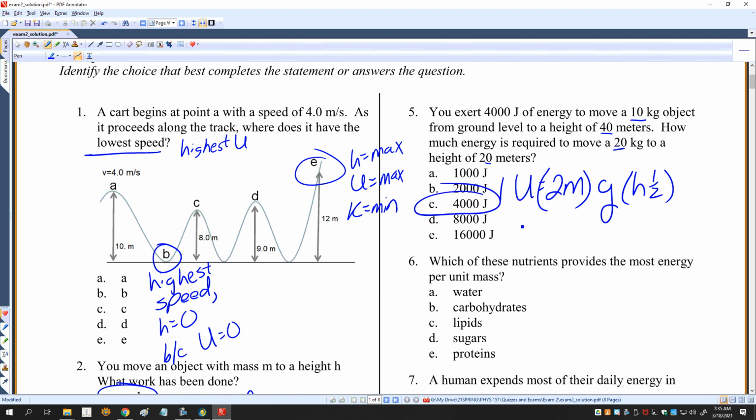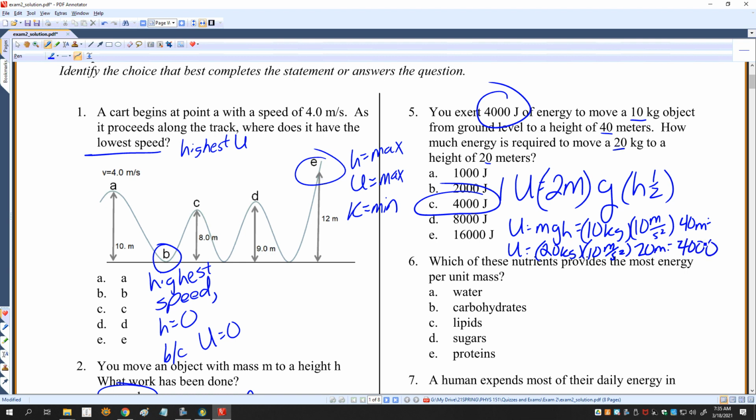There's another way that you could have done that. You could have just calculated U for each one, right? So I see that in the first one, it's 10 kilograms times 10 meters per second squared, that's the acceleration due to gravity, times h, which is 40 meters. That's equal to 4,000, which we know, right? That's what it says there. And then I can do a similar thing for the next one. 20 kilograms, 10 meters per second squared, 20 meters. That's also equal to 4,000. So 4,000 joules. A couple different ways you could have done that.